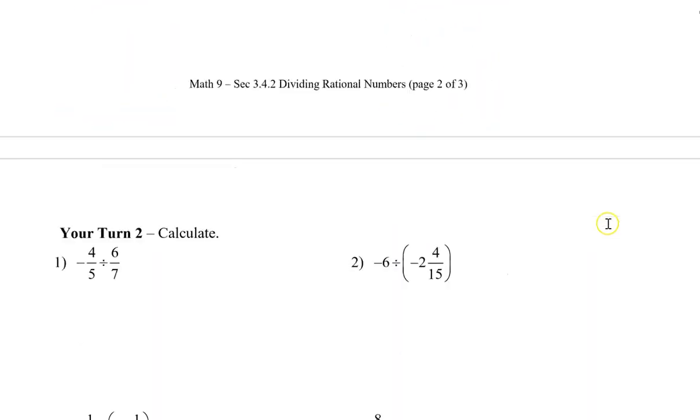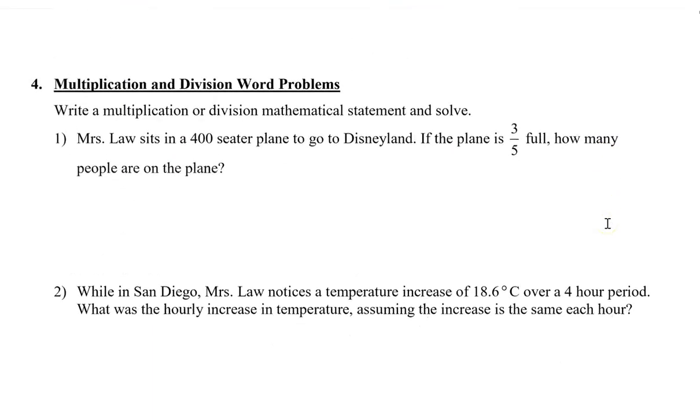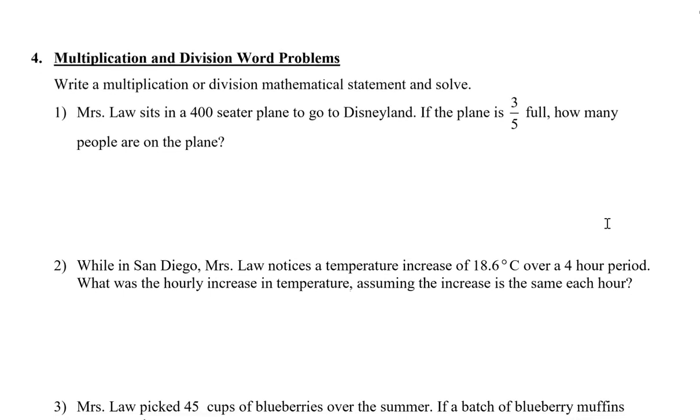All right, we're going to finish off with a couple of word problems just to show you how to interpret these. So we're going to write a multiplication or division mathematical statement to solve these problems. So Mrs. Law sits in a 400-seater plane to go to Disneyland. If the plane is 3/5 full, how many people are on the plane? So let's circle our important numbers. We have 400 and 3/5.